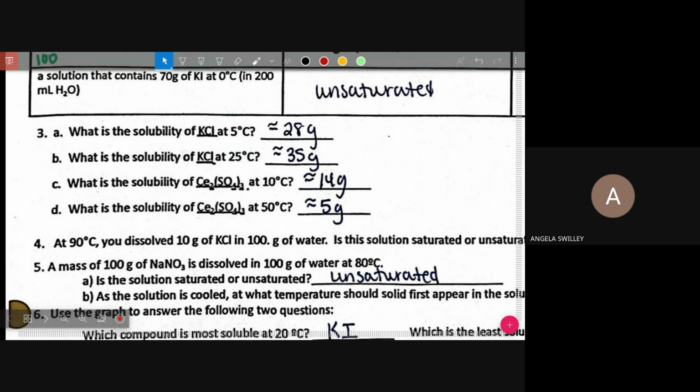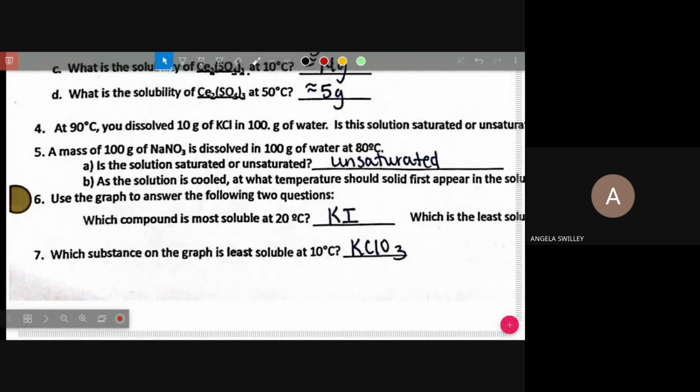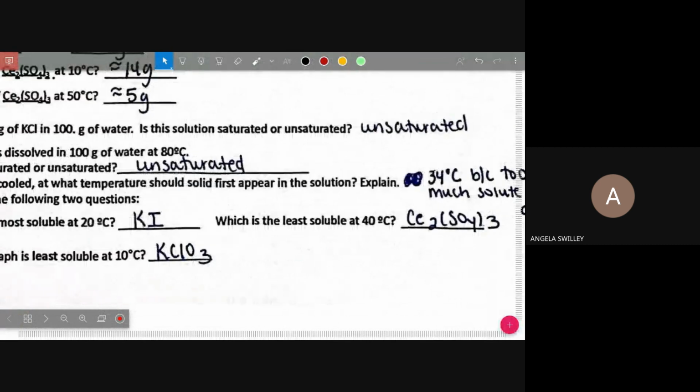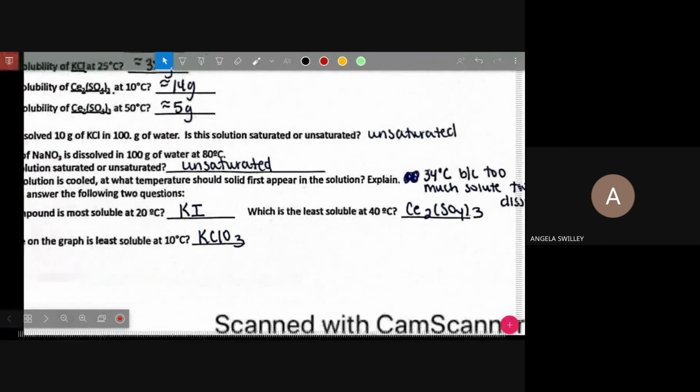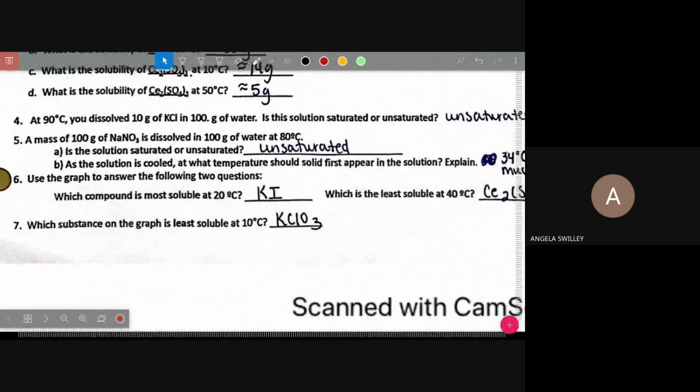All right. Number 4 is unsaturated. And number 5A is unsaturated. And then 5B, 34 degrees Celsius because too much solute to dissolve. Once you get to around 34 degrees Celsius, that means it's going to start falling out of solution.